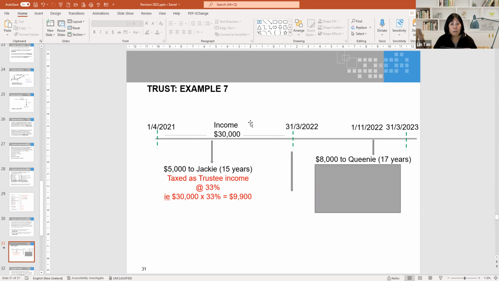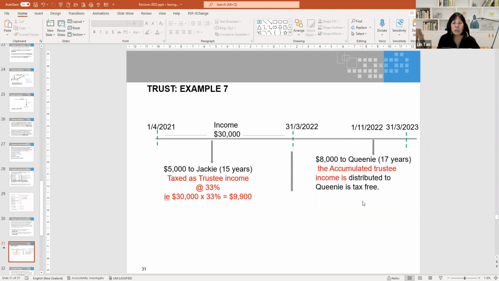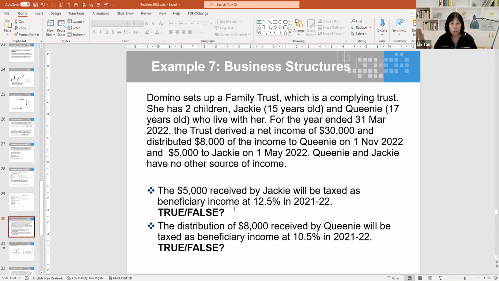So if it is not beneficiary income in 21-22, it means that it is trustee income. So this income will be taxed as trustee income in 21-22. And later on, when it's distributed to Queenie, the distribution actually comes from accumulated trustee income, right? Accumulated trustee income for a complying trust is distributed tax-free. So going back to the statement, this will be false, and the second one is also false. Okay.